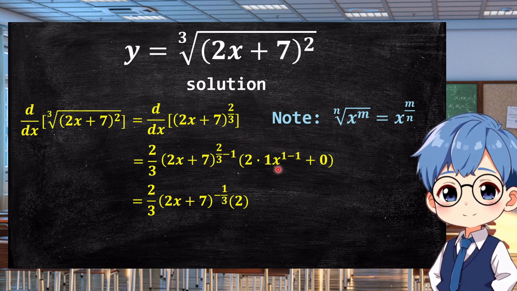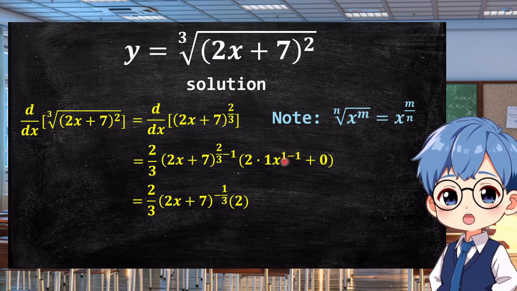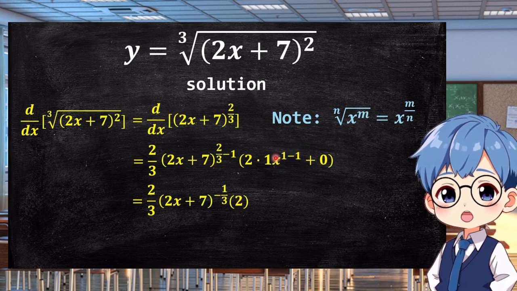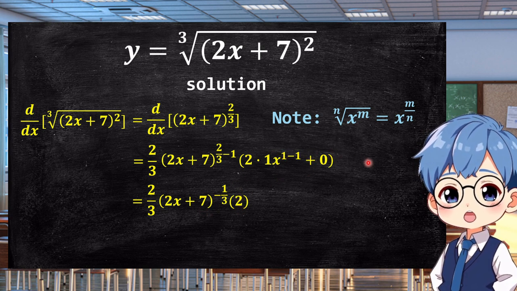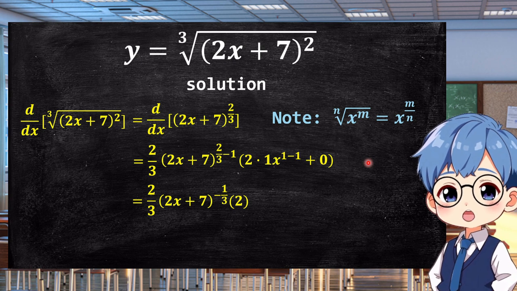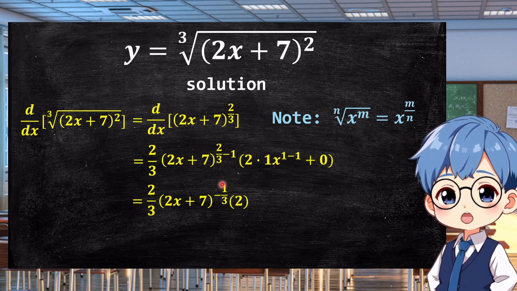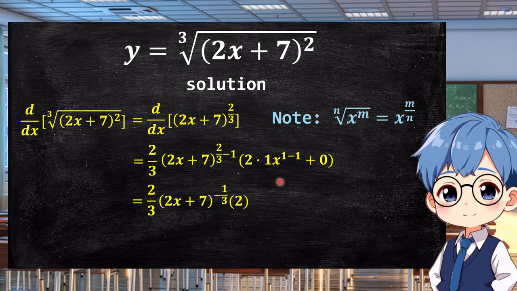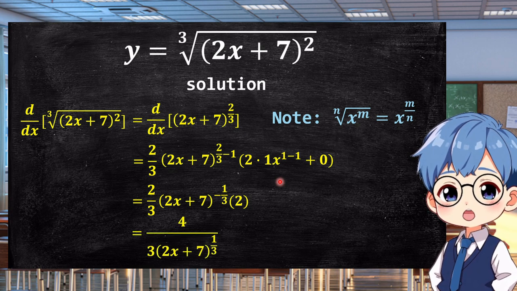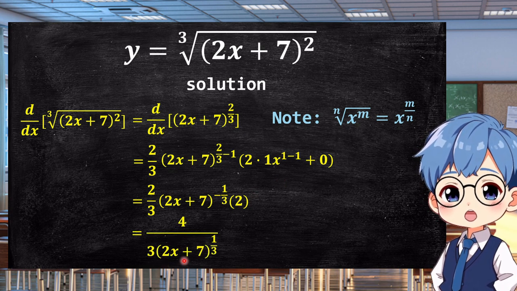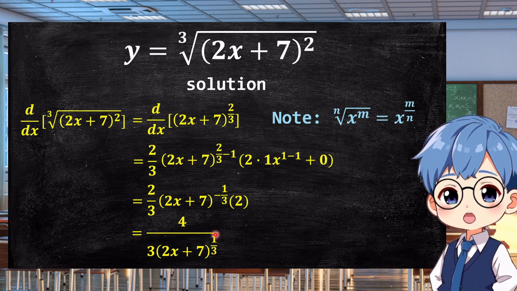And then again, x to the power of 1 minus 1 is just x to the power of 0, which is just 1. So we have 2 times 1, which is 2. And then we just disregard 0. Then take note, since we have a negative exponent, we get the reciprocal of 2x plus 7 to the power of negative 1/3, which is just 2x plus 7 to the power of positive 1/3.